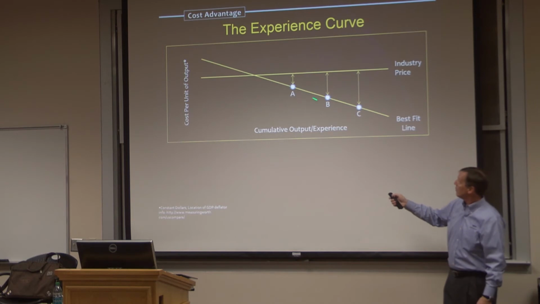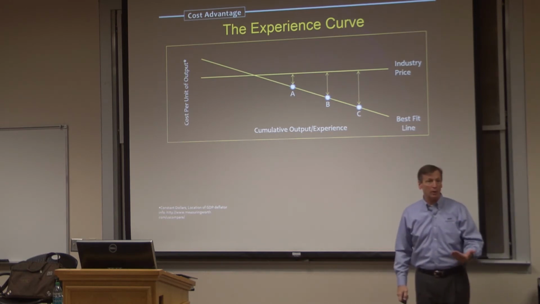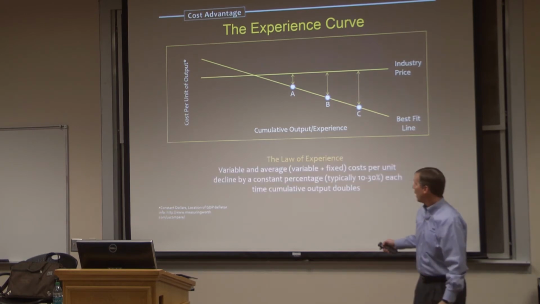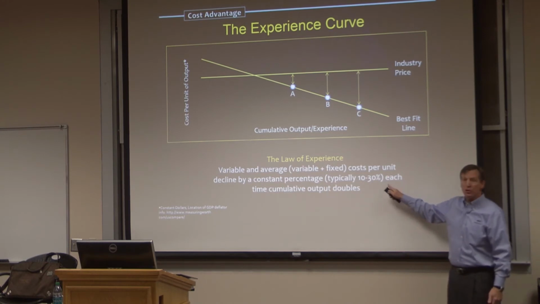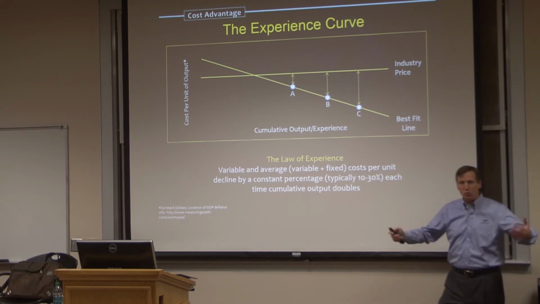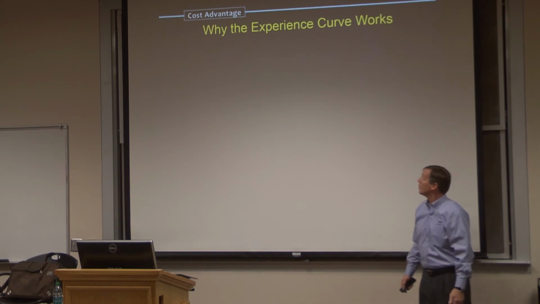And we would expect that over time, C is probably going to be the most profitable company because they have the lowest cost per unit. And the law of experience means the variable and average, or variable plus fixed cost per unit, declined by a constant percentage, typically somewhere between 10 to 30% each time cumulative output doubles. That's sort of what you expect to have happen in most industries.